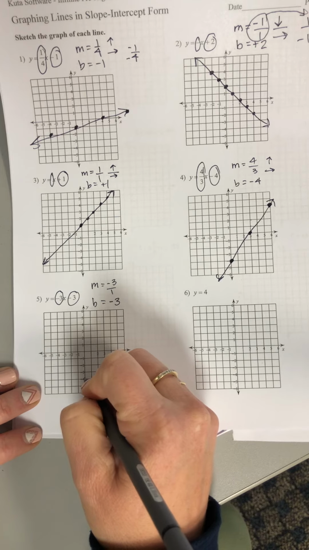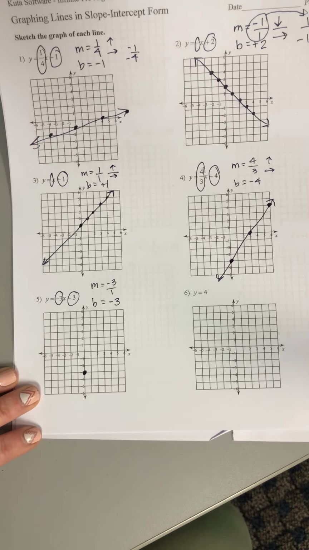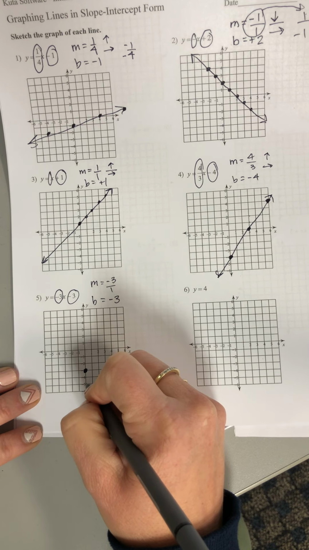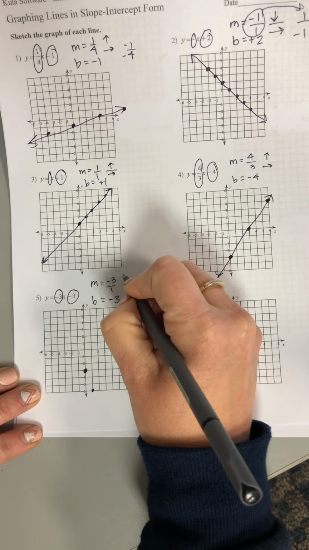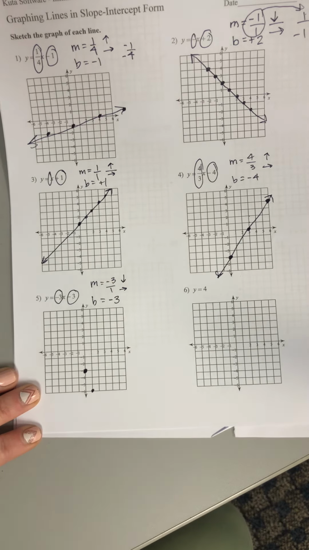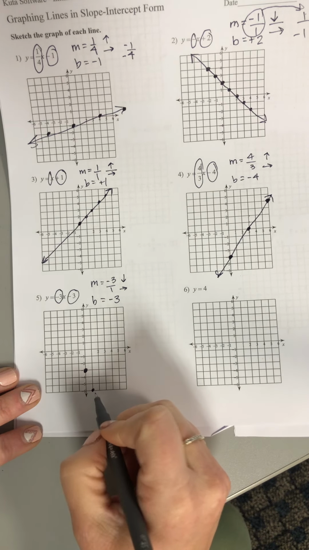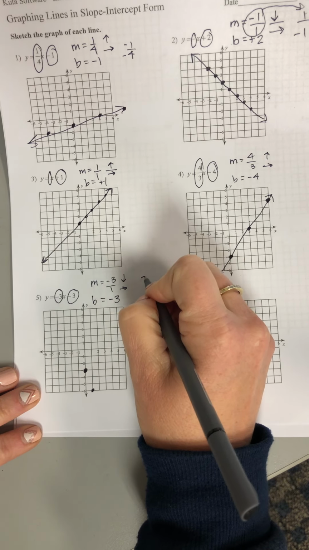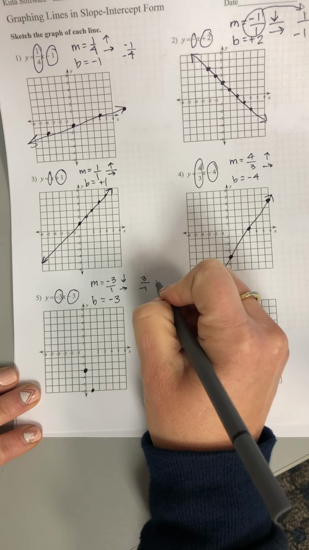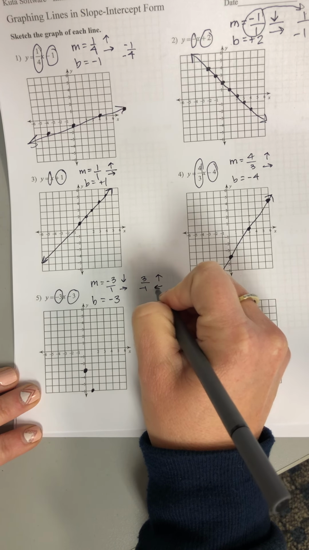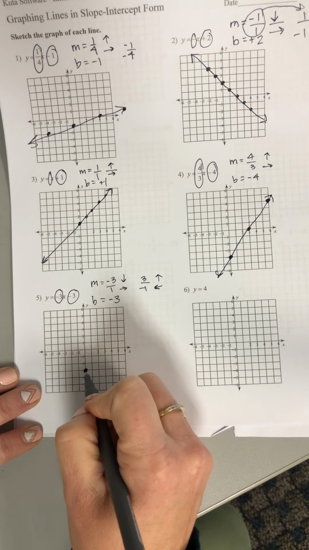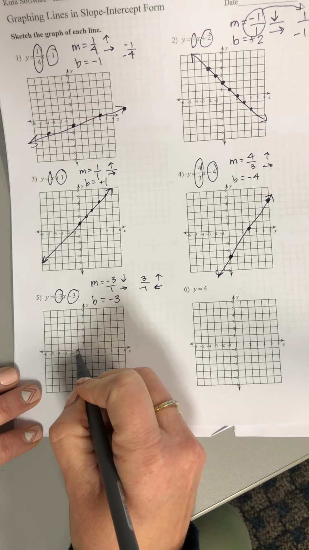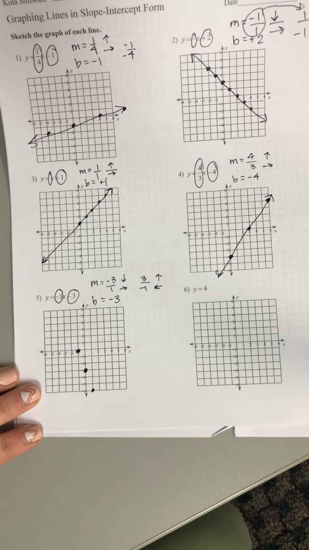So I'm going to start at -3. And from -3, I'm going to go down 3 and over 1 because the negative, I chose to leave with the 3. I can only do 1 in that direction. And then I'm off the grid. So then I'm going to switch it. If I do +3 over -1, that means I'm going to go up first, but to the left. So from my original -3, I'm going to go up 3 and to the left 1. Now I have 3 points to graph.